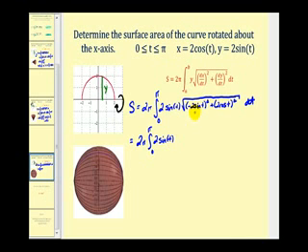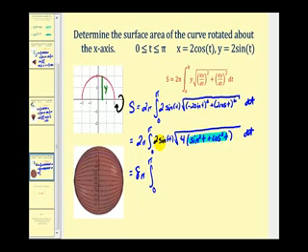This is going to be 4 sine squared t plus 4 cosine squared t. I'm going to go ahead and factor out the 4. So I'll have 4 times sine squared t plus cosine squared t. Now here you probably recognize sine squared t plus cosine squared t as 1. So this becomes the square root of 4, which is 2. So we have a factor of 2 from this, a factor of 2 here. So let's go ahead and factor out a 4. So we'll have 8 pi, and then the integrand is just sine t now.